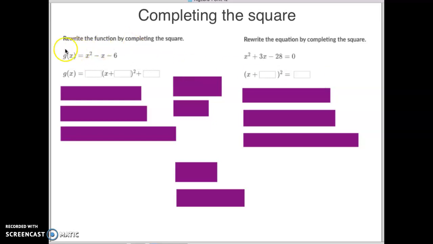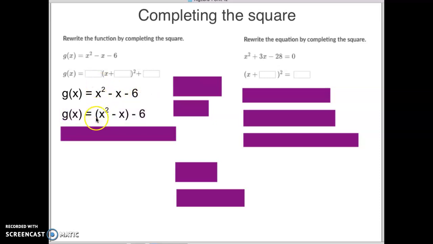So I'm going to take this top equation right here. I'm just going to simply rewrite that so it's right here for us. Then you're going to notice in this next step, I'm going to section off, I'm going to put parentheses just around this portion right here. And we're just going to move that -6 off to the side.